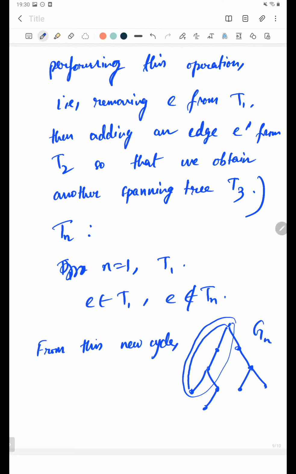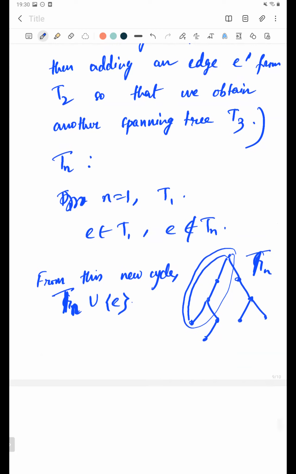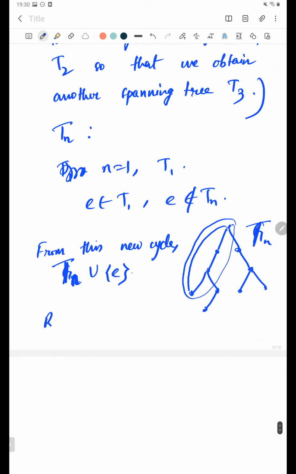This thing is Gn, say. So from this new cycle, Tn, sorry. So we will just remove the edge and denote this graph by Gn minus 1. Keeping, sorry, again. So this is Tn minus 1.